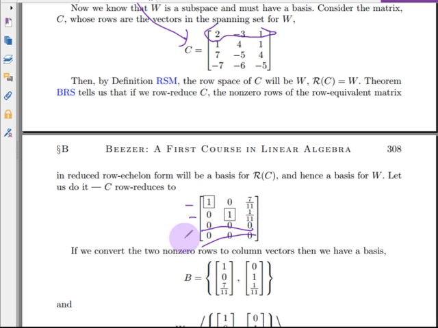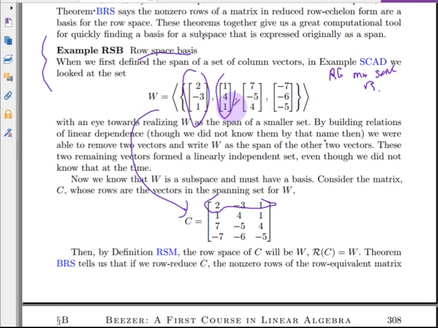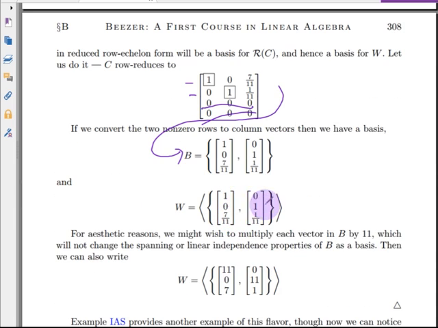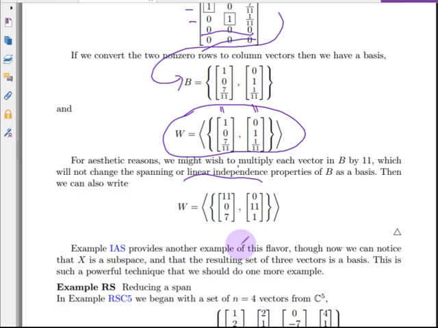Now we turn those into column vectors, and we know that these two vectors span the same space as these four vectors here. So in fact, here we have a set, and we know also that these are linearly independent, so we now have a basis for our column space. Now, we can multiply these vectors by any constant without changing the span, and that will make it look nicer. So if I multiply this one by 11 and this one by 11, I get some nicer looking vectors.